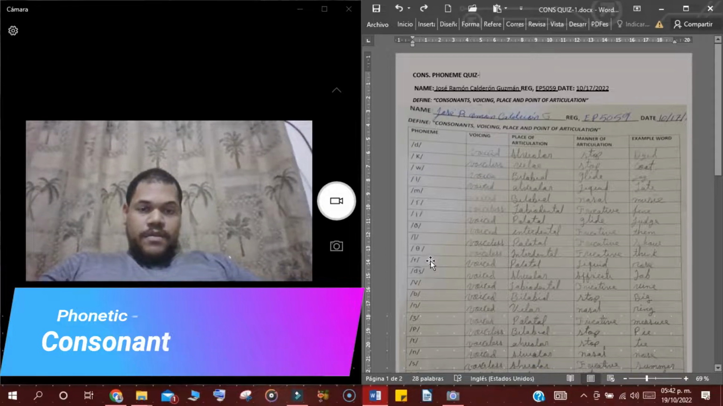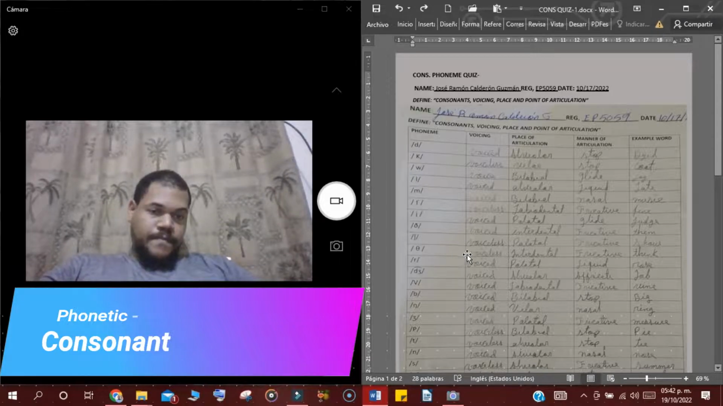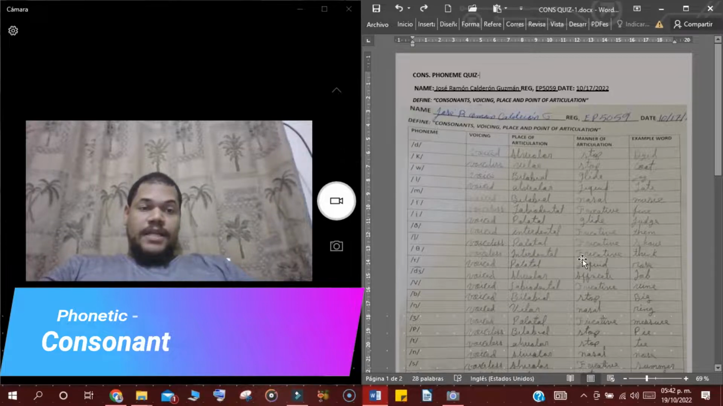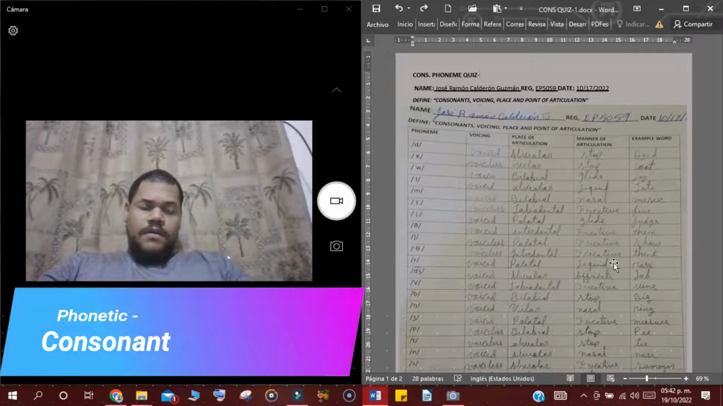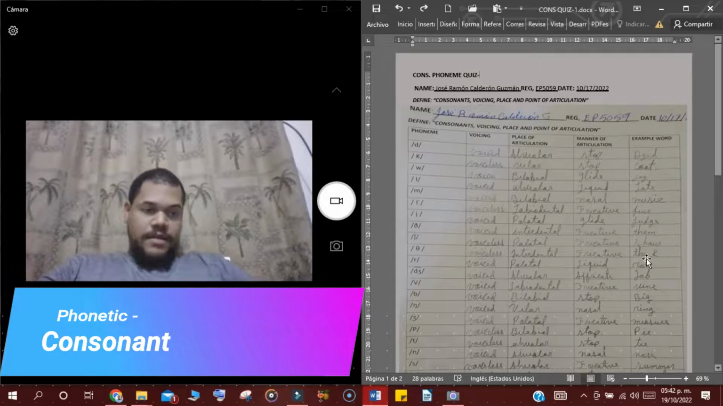Let's go with the R sound. R that is represented by the phoneme R. That one is voiced. It is palatal and it is liquid. Liquid means, as I told you before, that the airflow goes through one or both sides of the tongue. We have the example word here that is rose.